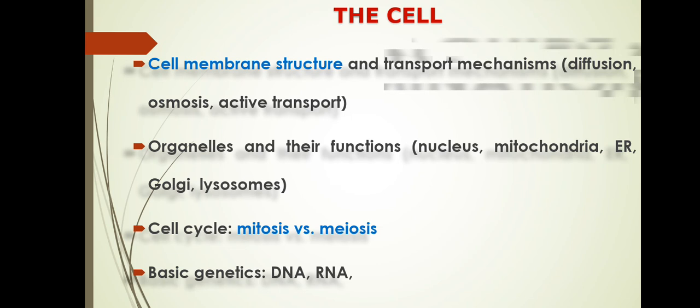So you talked about the cell. In human anatomy, you have to know the structure of the cell membrane. Remember the structure of the cell membrane: the phospholipids, the glycolipids, the transmembrane proteins, the integral proteins. Make sure that you know the structure very well.